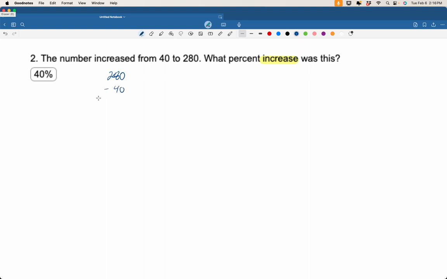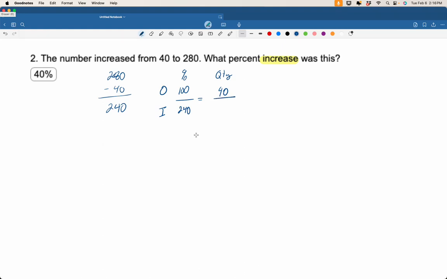280 minus 40. The amount of increase is 240. So this is the amount that we're going to reference. So we build our table and we say the percent, the original amount, the original number is always 100%. And the new number, or the increased number, let's call that increase just for continuity. The increase was 240. So the quantity, the original quantity was 40.